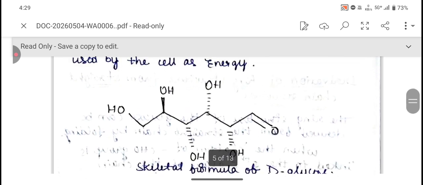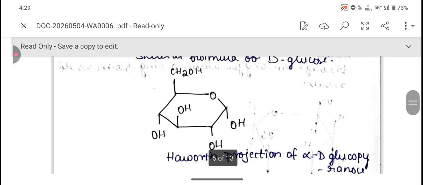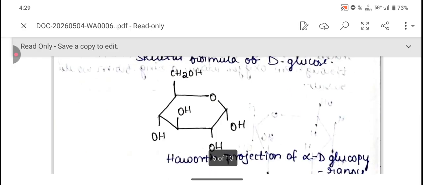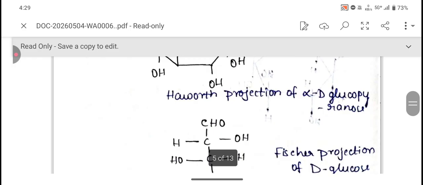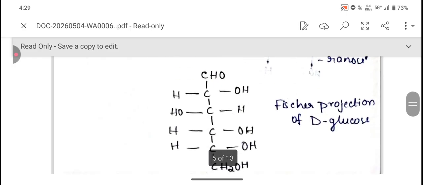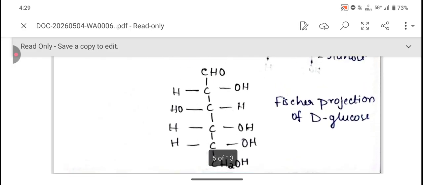So these are some structures. This is the skeletal formula for D-glucose, and this is the Haworth projection formula for alpha-D-glucopyranose, which we have already discussed, and this is the Fischer projection formula of D-glucose, where you can observe the open chain structure here.